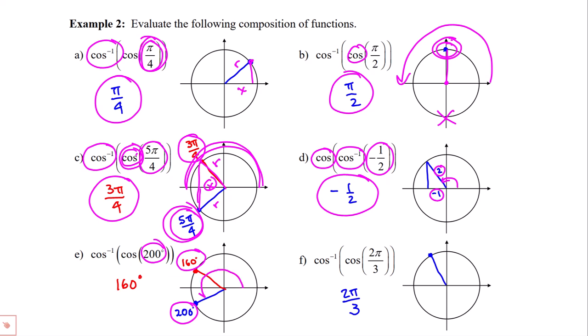180, and 20 more gets us into the third quadrant. Cosine of that is some x over r. I want the angle that has that x over r, but I can't talk about a third quadrant angle. Well, 200 is 20 past 180, so 20 short of 180 is 160. And so this is the angle I want. That'll get me that same cosine value.